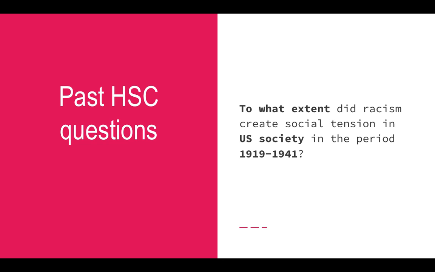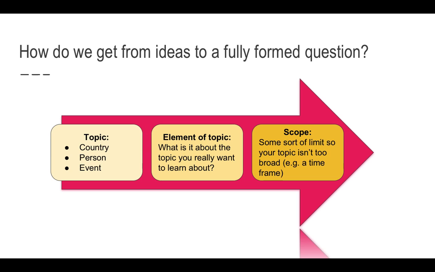Our final question is a "to what extent" question, which is slightly different, although you are still making a judgment. So, to what extent did racism create social tension in US society in the period 1919 to 1941? So, the directive is a "to what extent", where you will make a judgment. We're looking at racism in US society in that specific time period. So if you start talking about Martin Luther King in the 1960s, then you've gone beyond the scope of the question. You're not addressing it. So you can see how that scope really informs not just your research, but also your essay at the end.